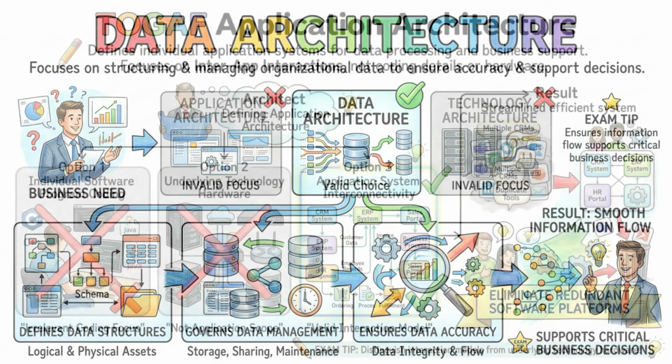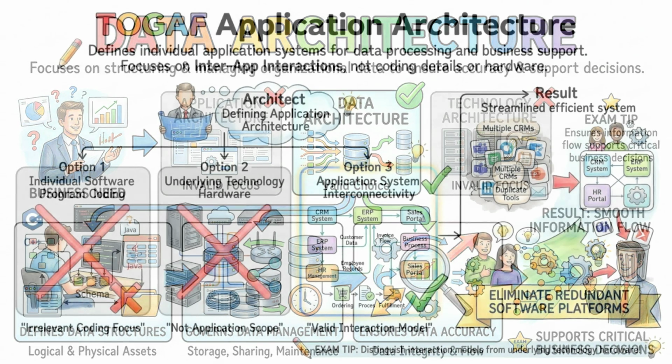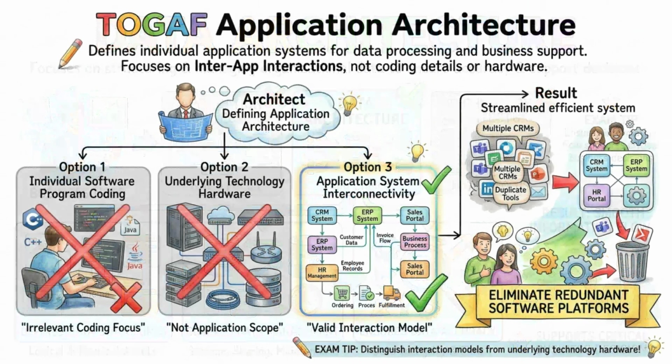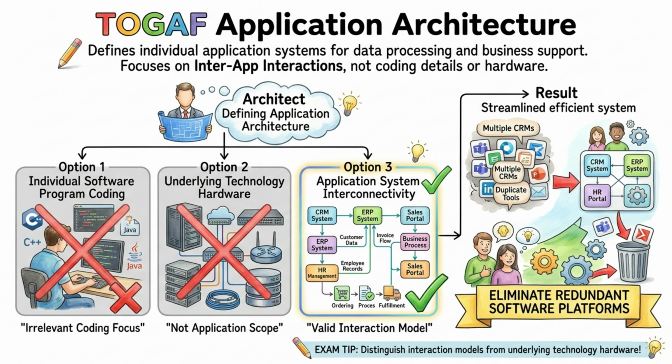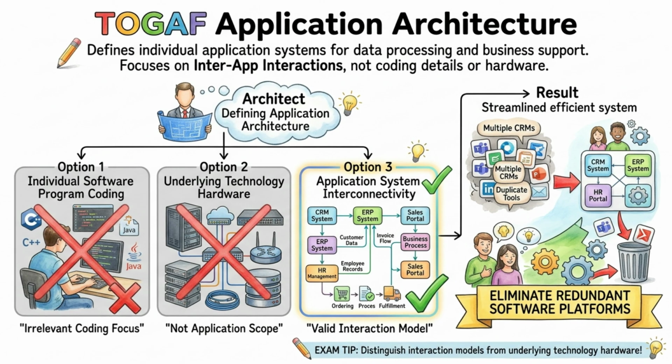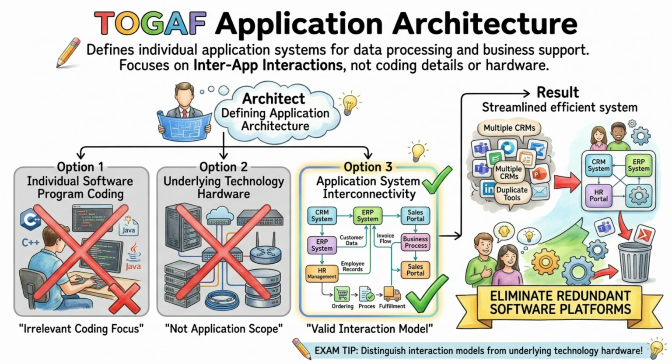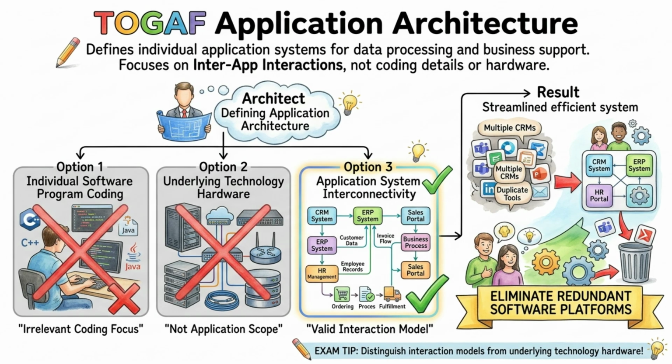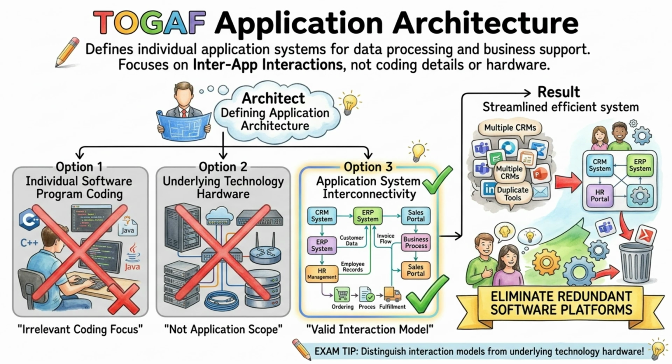The application architecture aspect of information systems architecture defines the individual application systems needed to process data and support the business. It focuses on how software applications interact with each other and with business processes, rather than detailing how individual software programs are coded. Understanding application interactions helps architects eliminate redundant software platforms across the company. The exam will test your ability to distinguish between application interaction models and underlying technology hardware.